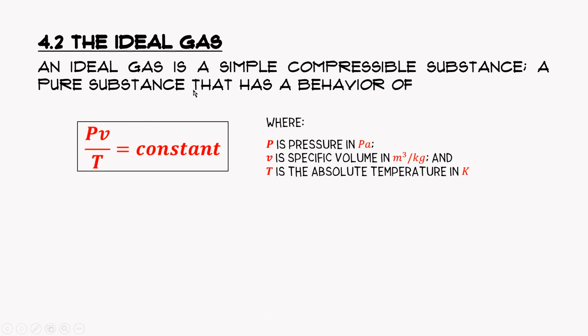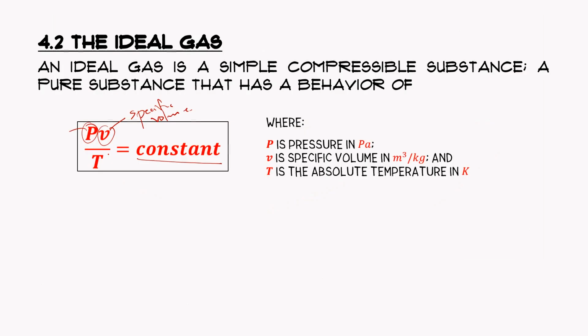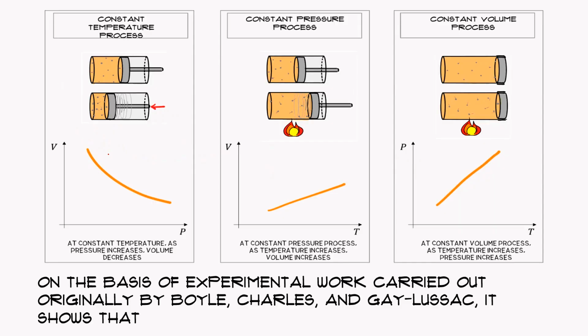Now, technically, when you say ideal gas, it is a simple compressible substance. It is a pure substance. It is an assumption, an idealized pure substance, that has a behavior of PV over T equal to a constant: the pressure times the volume, and this is the specific volume, all over the temperature is equal to a constant. That's the behavior of these ideal gases.